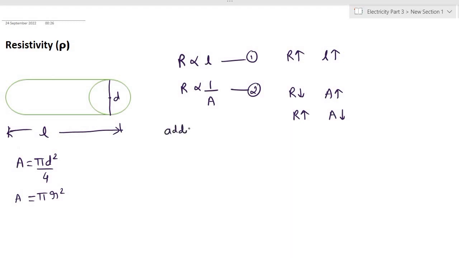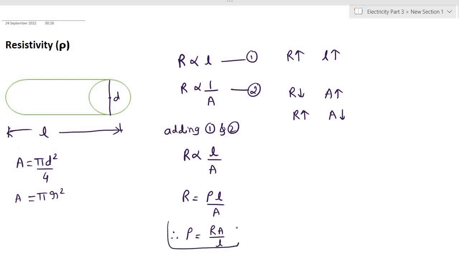Adding equation 1 and 2, we will get resistance of a conductor is proportional to length divided by area of cross section. If we remove this proportionality symbol, we will get R is equal to rho into L divided by A. That is, rho represents the resistivity of a conductor. Therefore, I can write rho is equal to RA divided by L. This is the given equation that needs to be proved. Hence, we need to remember this formula.